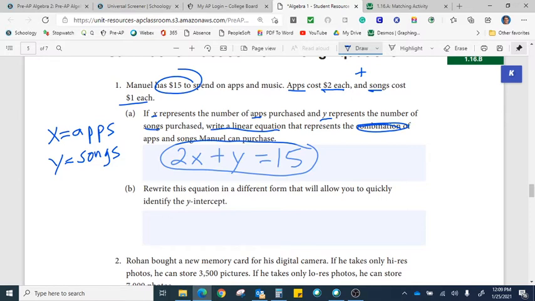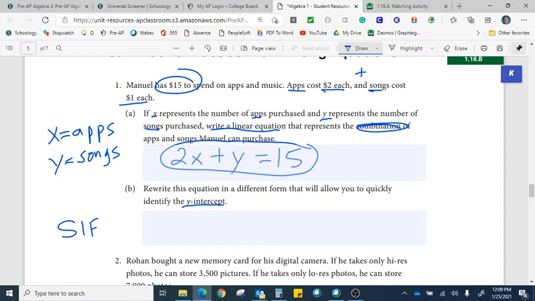All right, so this says rewrite this equation in a different form that will allow you to quickly identify the y-intercept. So what we're talking about is SIS, slope-intercept form. The more you get used to this, the more you're going to recognize, hey, if there's just an x term over here, all I got to do is move that x term over to the other side, and it's going to be in slope-intercept form. I already know from practicing this over and over again that the y-intercept is going to be 15.